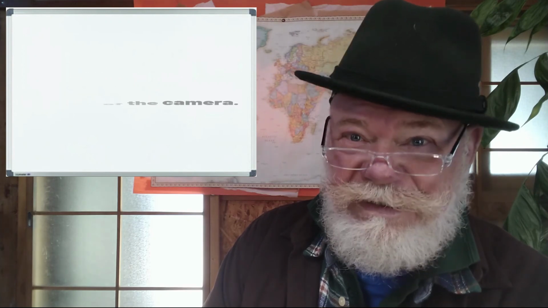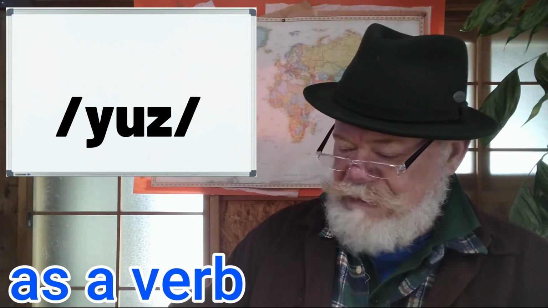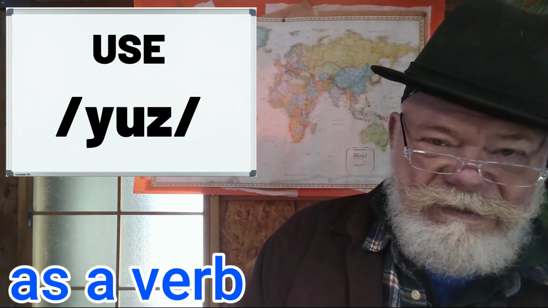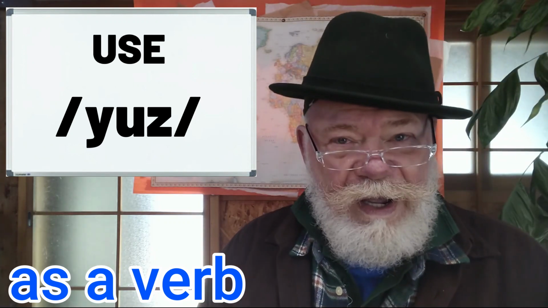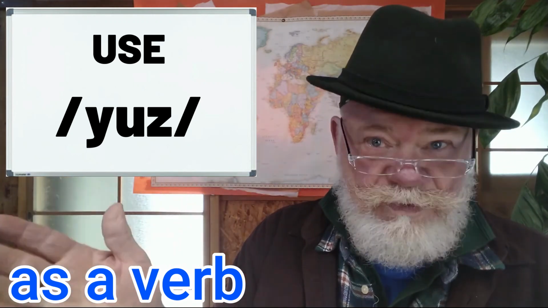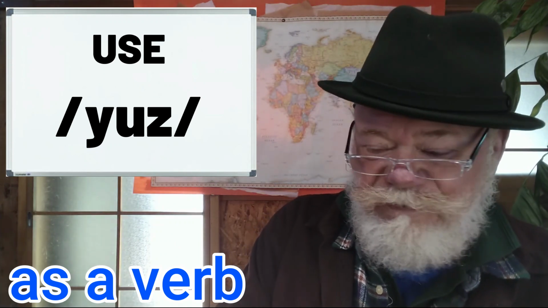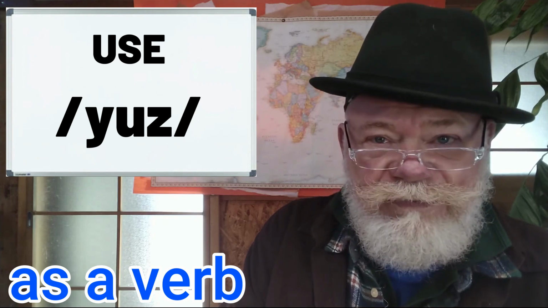Let me see. By practice, you can gain use of the camera. And then if you say that as a verb, I am using it. That becomes a verb. So let's go to the verb. Use as a verb. We do pronounce it use, like Y-U-Z, Y-U-Z, use. We also use the past tense form of this verb very frequently.